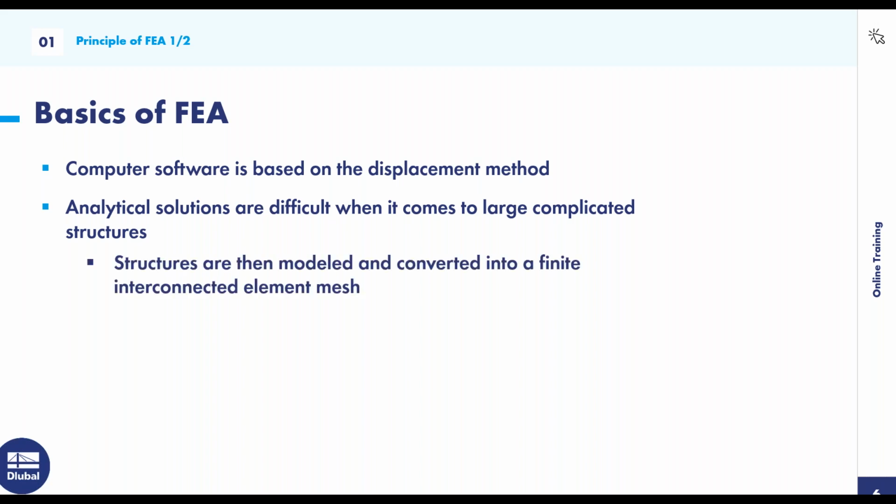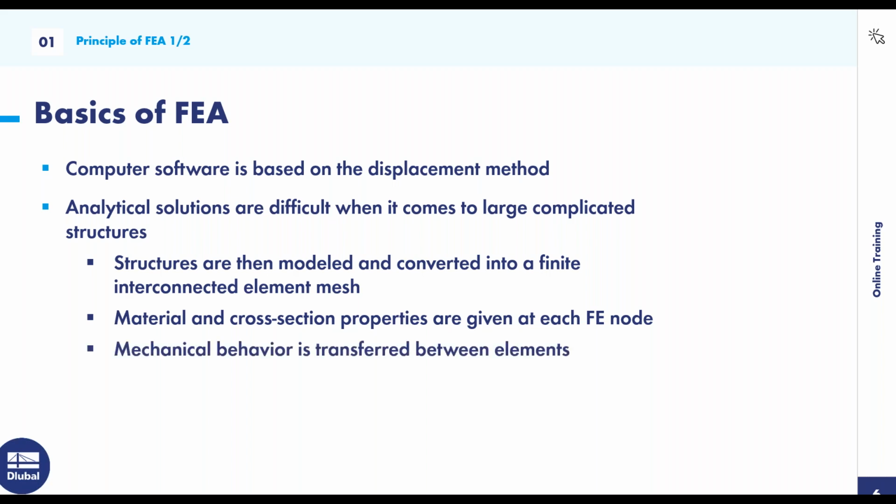Complicated structures are modeled and converted into a finite interconnected element mesh. Then the material and the cross-section properties are given at each FE node, and the mechanical behavior is transferred between these elements. Here's a good word I would like you to walk away with: discretization, which is when or how structures are being sub-meshed into finite elements, which is the overall idea of FEA. That's a good word to have in your vocabulary.